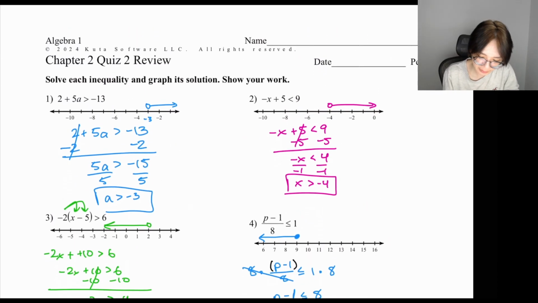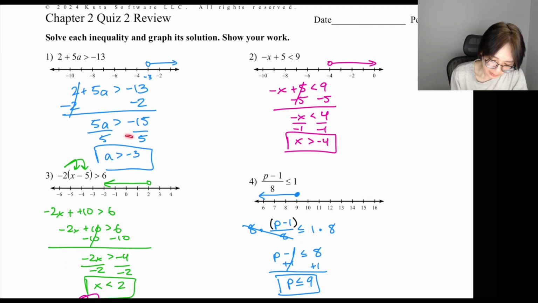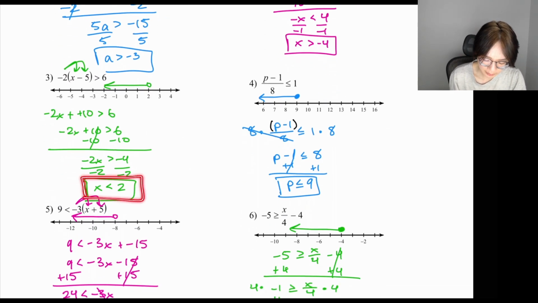So quick overview as to what the answers are. Number 1, a is greater than or equal to 3. Open circle at 3 going towards the right. 2, x is greater than negative 4. Open circle at negative 4 going right. 3, x is less than 2. Open circle at 2 going left. 4, p is less than or equal to 9. Closed circle at 9 going left.